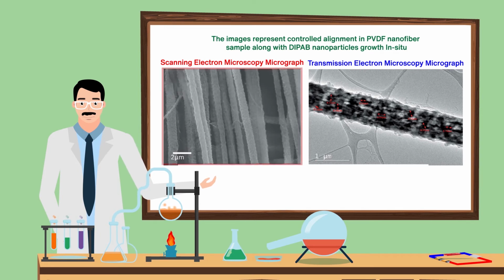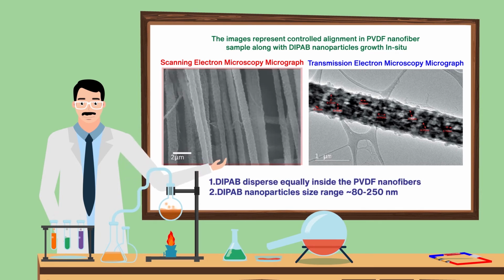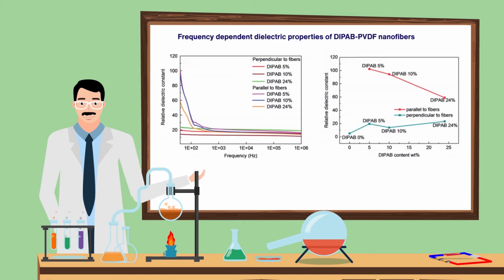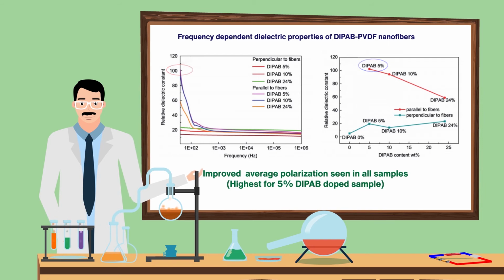Scanning electron microscopy displayed a good alignment and size distributions in DIPAB-doped PVDF nanofibers. Transmission electron microscopy further confirmed equal distribution of DIPAB nanocrystals in the fibers which grew in situ during the electrospinning process. The frequency-dependent analysis conducted on the electrospun nanocomposite fibers showed an enhanced dielectric constant. DIPAB concentration-based tunable dielectric constants were observed in the nanocomposite samples.